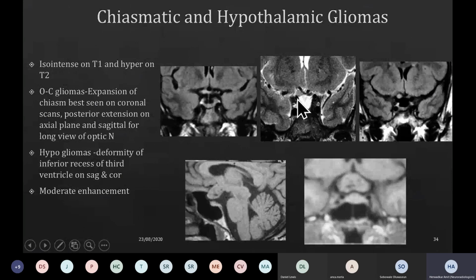And these are just to show you examples. This is not a pathology lecture, but just to show you examples of the tumors which can affect the optic chiasm. Here, a coronal FLAIR sequence. This is a patient with neurofibromatosis, which is typically associated with this tumor, optic pathway gliomas. Here you can see the bulky appearance of the prechiasmatic right optic nerve as compared to the left side.